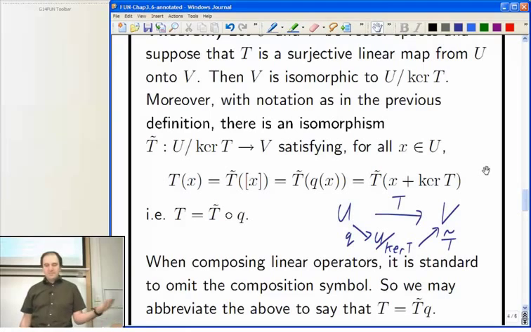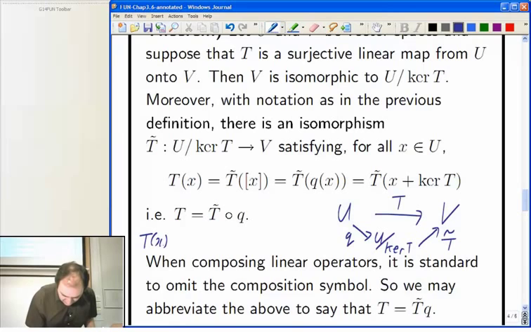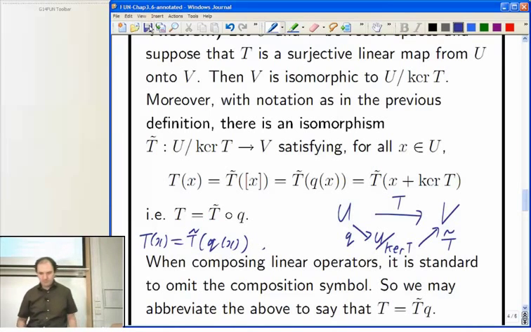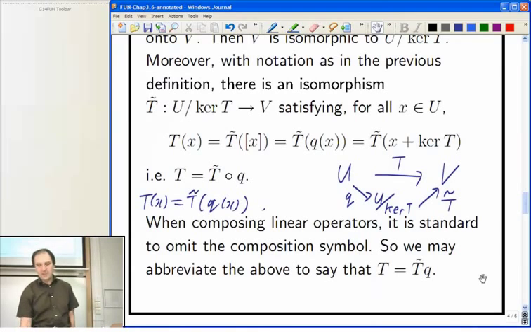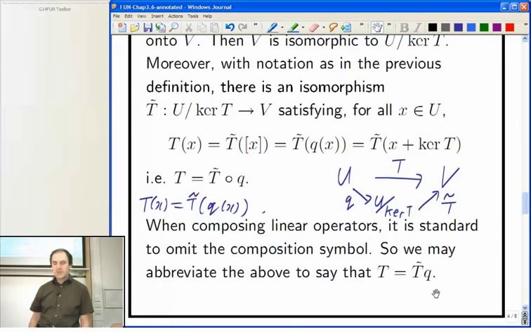So Q takes X to its equivalence class, or to its coset, or to Q of X. And then you have T of X equals T tilde of Q of X. So that's your commutative diagram. But instead of having to write this composite symbol, because they're linear maps, you don't normally bother with the composition symbol. You can just write T equals T tilde Q, and this is a special case of a more general phenomenon, that you can factorize through the kernel of your linear map.